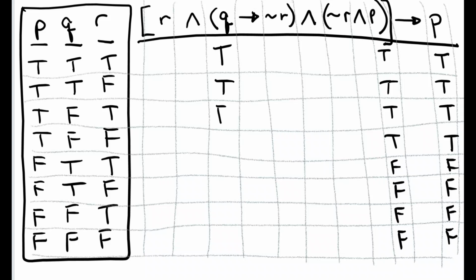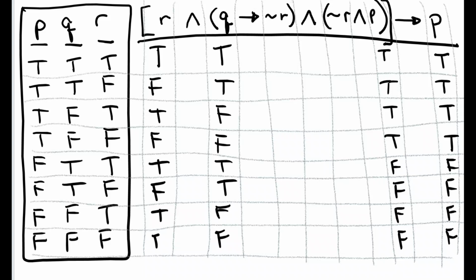All right, do I have a Q? Yep, this is a Q here. It's 2 T's, 2 F's, 2 T's, 2 F's. And then do I have just an R? Here's an R. True, false, true, false, true, false, true, false. Okay.